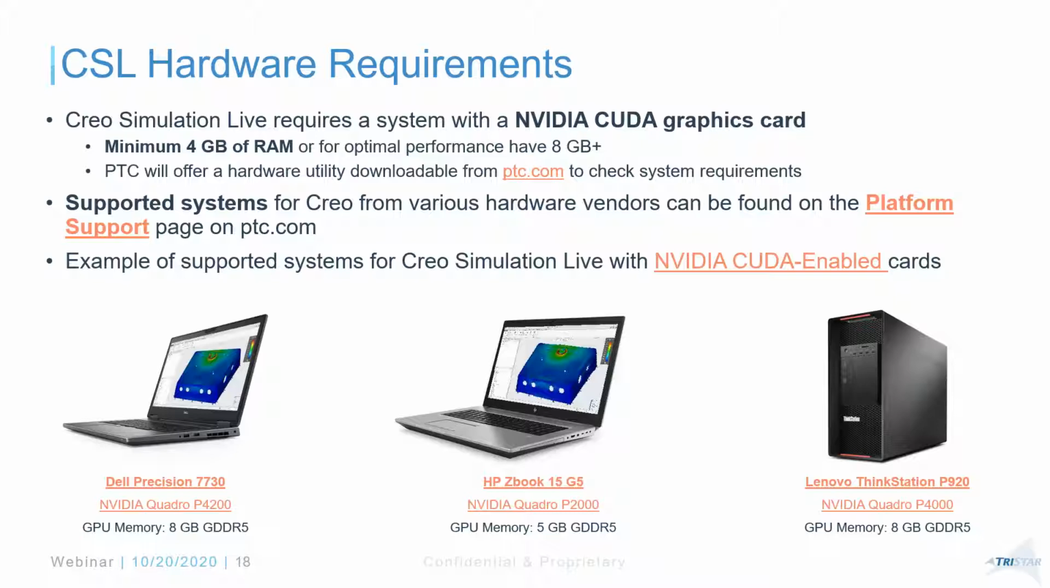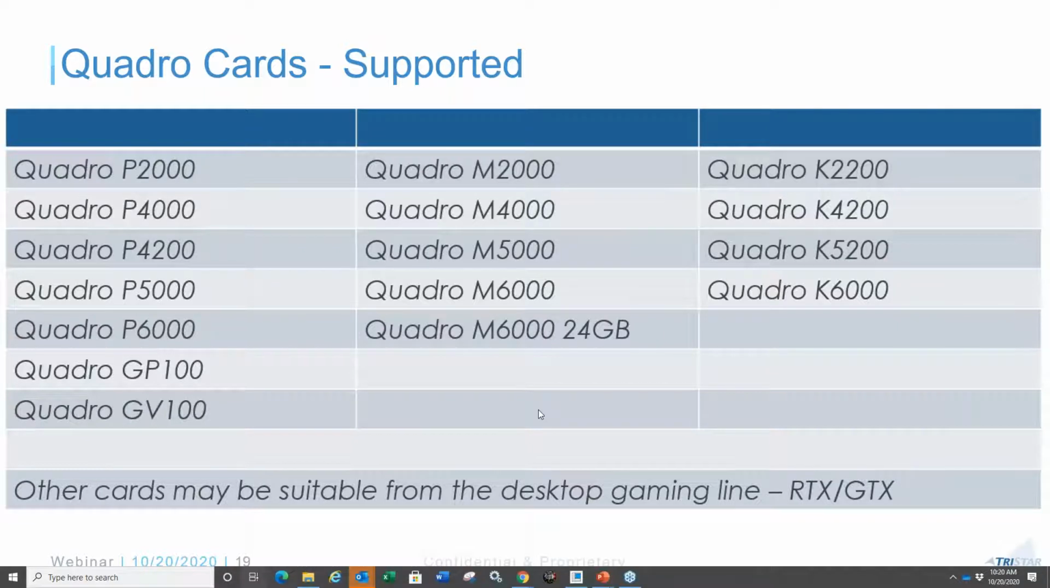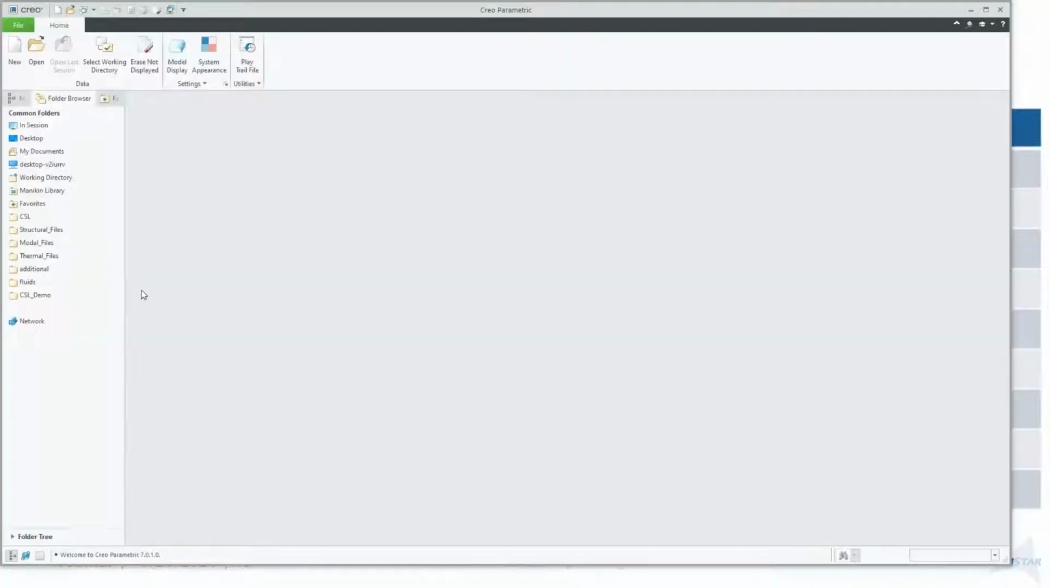And PTC, if you go to ptc.com, in the support page, they have more information around the supported graphics cards specific to Creo Simulation Live. So here are a few examples of the Quadro cards that are supported, right? The video RAM being the key here because it's leveraging the GPU. Okay. So with that said, let me show you a quick example here.